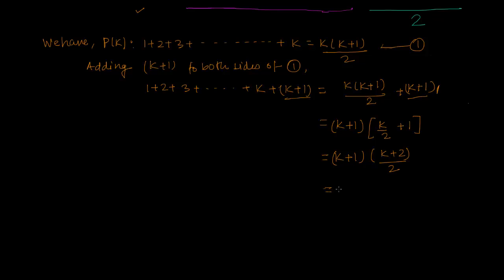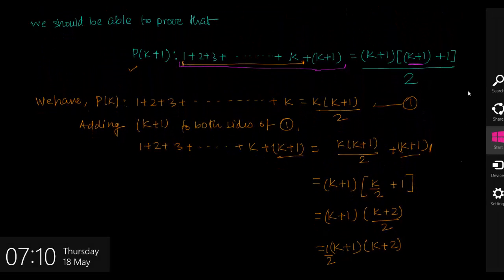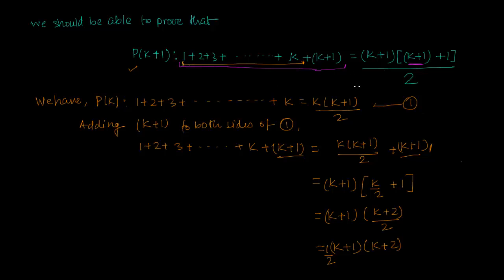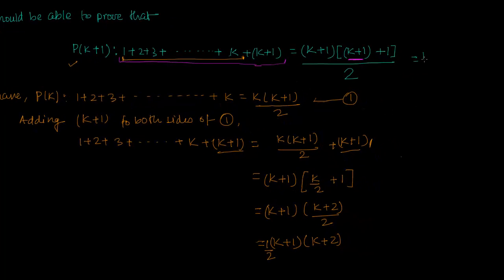I get this, which is nothing but this, and which is what is P(k+1). Correct? It's k plus 1. I should have simplified and written it as k plus 1 into k plus 2 upon 2. Is this the same as that? Yes.